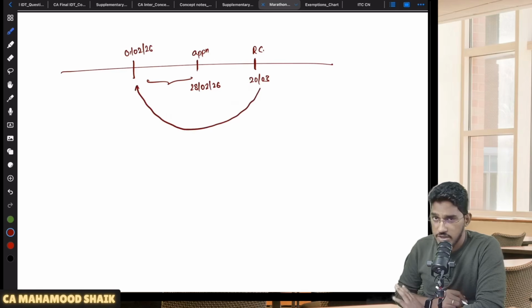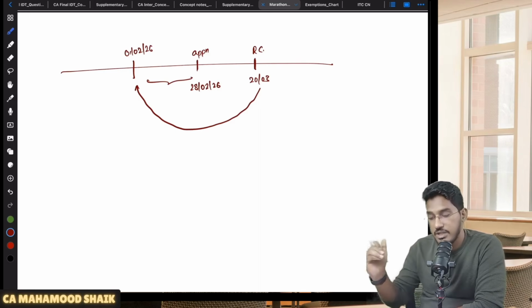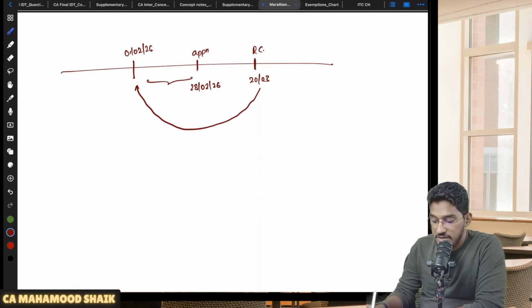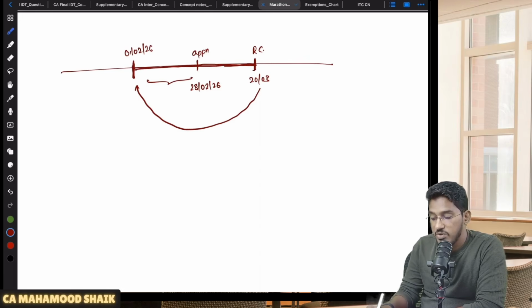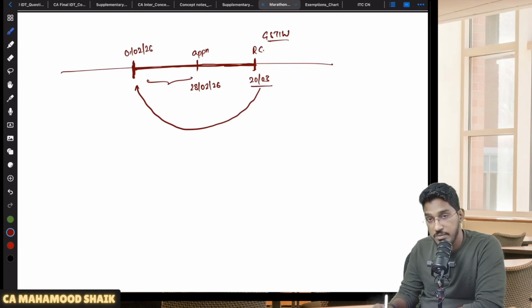This point I have told you in the registration chapter itself. In case you become liable for registration and within 30 days you submit an application for registration, at a later date you will get the registration certificate, but that registration will be effective retrospectively. So your registration will be effective from 1st of February 2026. Whatever supplies you have made from 1st of February 2026 till the time you got the registration certificate, you would not have collected GST. Why? Because you got the GST registration only on 20th of March. You got to know about your GST then, but you become liable to pay the GST from 1st of February itself.